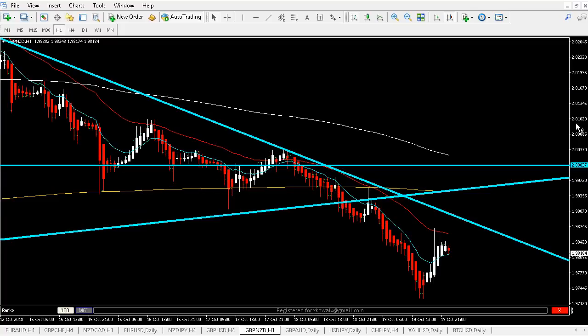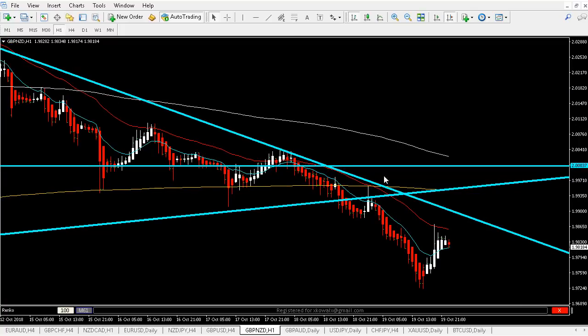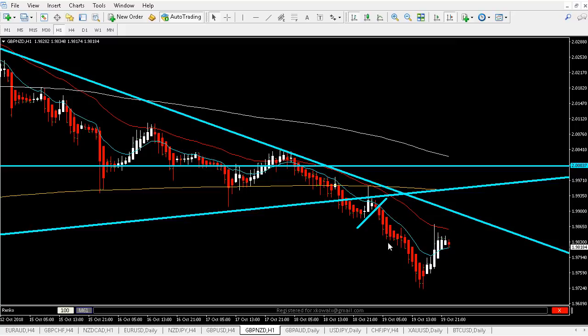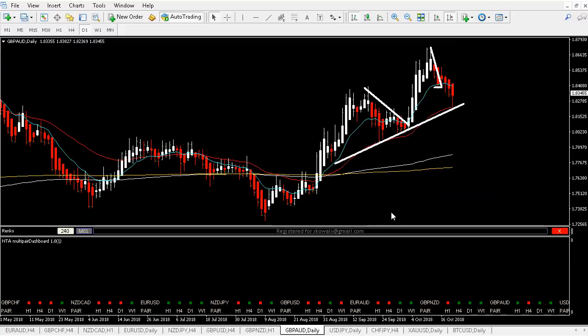We need still the setup. So you got already one here, but now it's a little bit too late. So it's better to wait for good retracement on the higher time frame first to see what happens in this area. GBP Australian dollar.